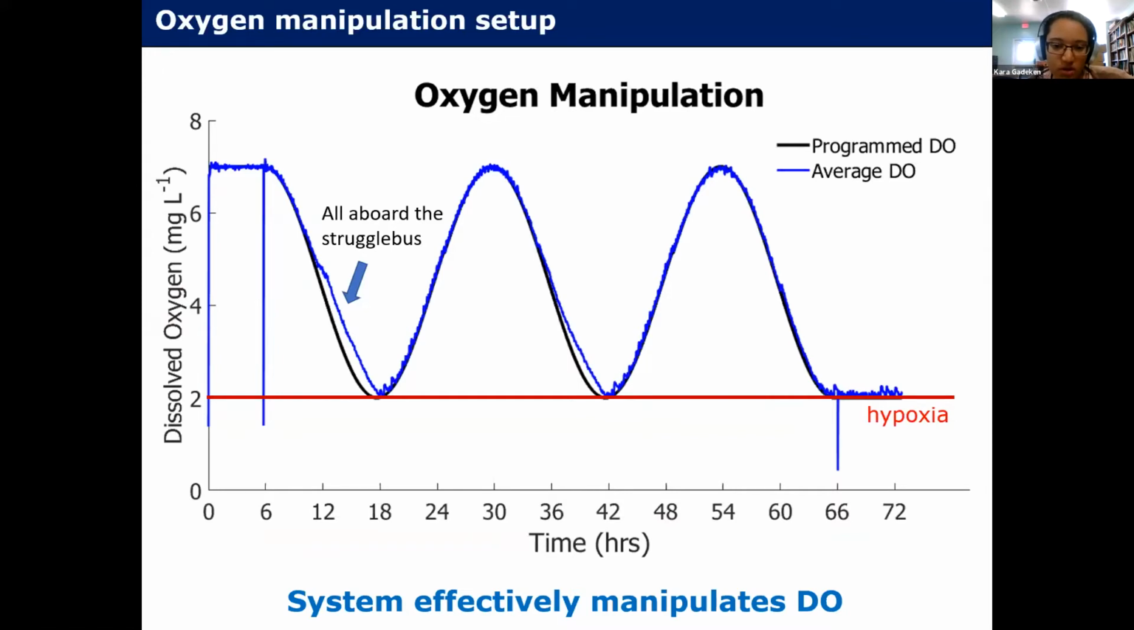The black in this graph is the programmed dissolved oxygen, what I told the system I wanted it to do. And the blue is the localized average DO, essentially what the system was actually sensing in the tank.